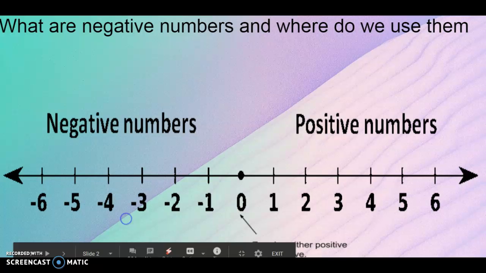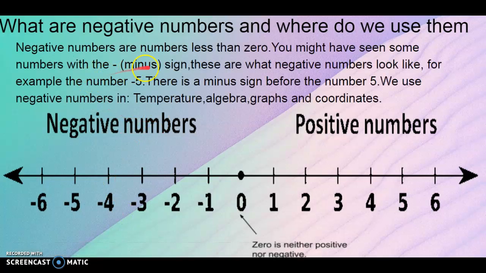What are negative numbers and where do we use them? Negative numbers are numbers less than 0. You might have seen some numbers with the minus sign. These are what negative numbers look like. For example, the number minus 5. There is a minus before the number 5, so this is a negative number. We use negative numbers in temperature, algebra, graphs and coordinates.